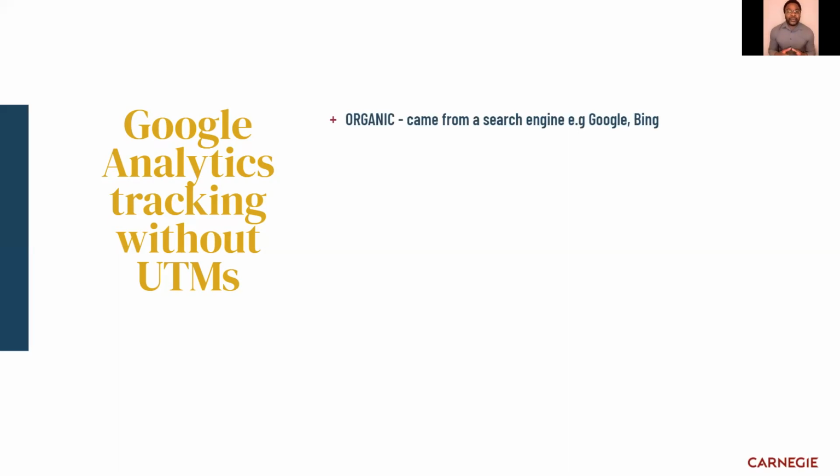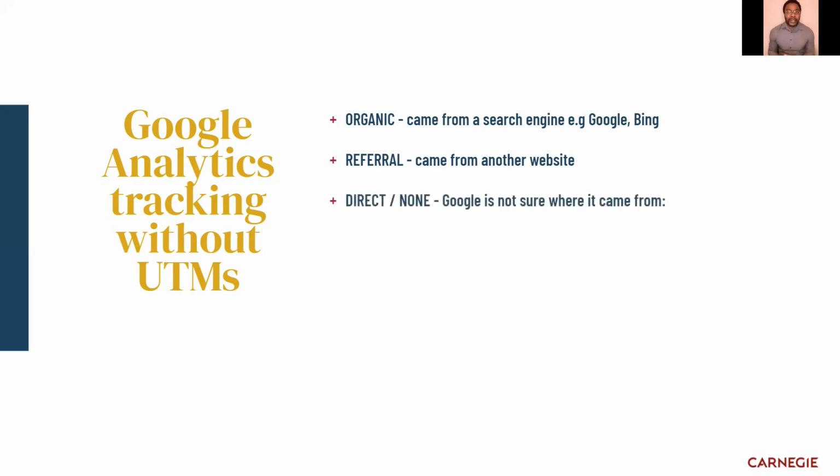This just means someone came from a search engine, for example, Google or Bing. So they searched for your website, they searched for your school, and then they got there via that. And then referral, this just means that someone came from a website. So they were on a website and then they were driven to your university's website. And then we have direct and none. This just means that Google's not sure where that traffic came from. Maybe someone saved a bookmark to a page on your website, or maybe they typed your university's URL into their browser and then they came from there.